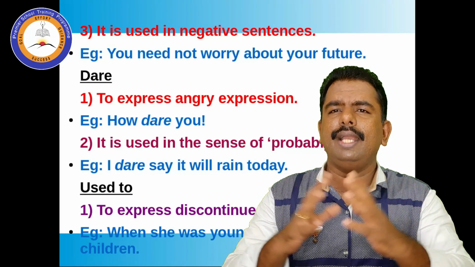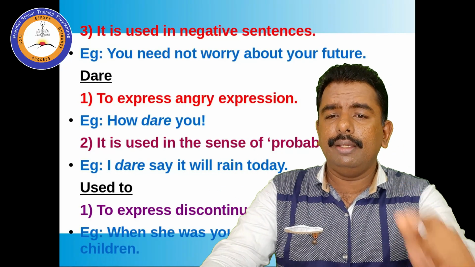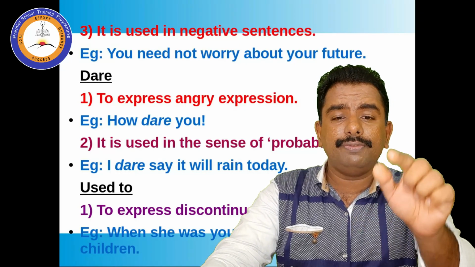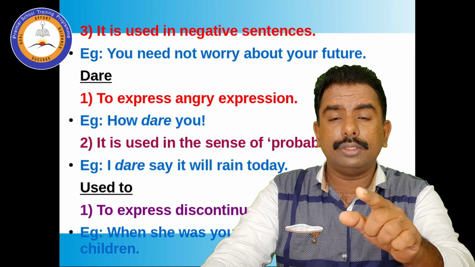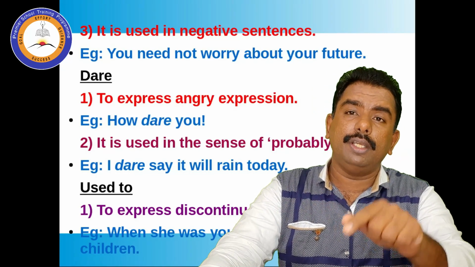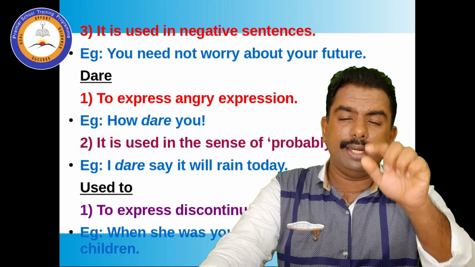Here, it is used in negative sentence. You need not worry about your future. You need not. കണ്ടോ, അവിടെ നോട്ട് വന്നതുകൊണ്ടോ. You need not worry about your future. നിങ്ങളുടെ ഫ്യൂച്ചറിനെ കുറിച്ചോട് നിങ്ങൾ പേടിക്കേണ്ടതില്ല.